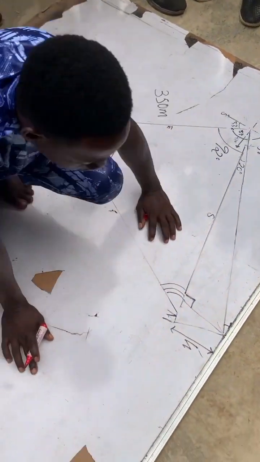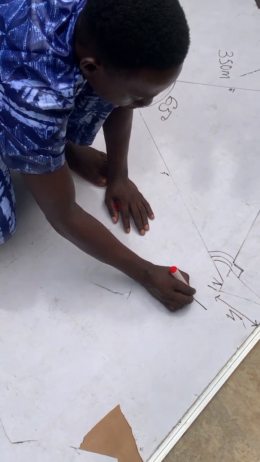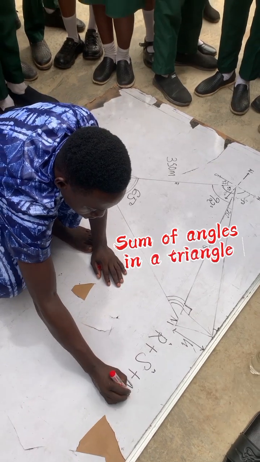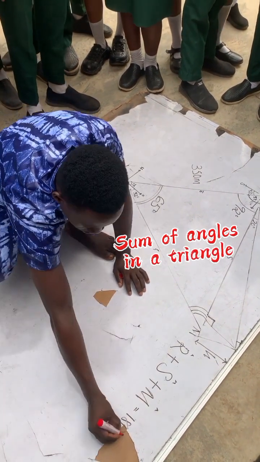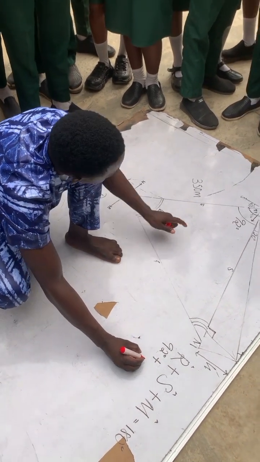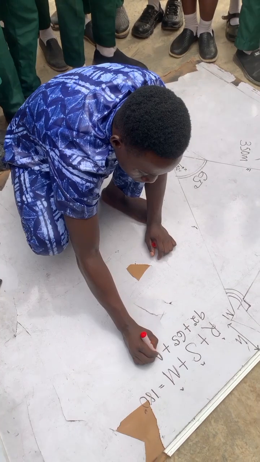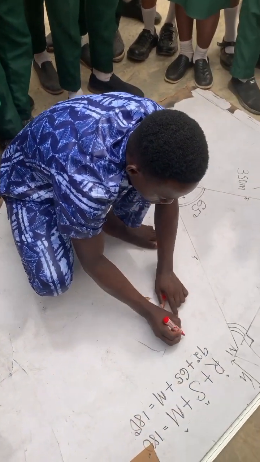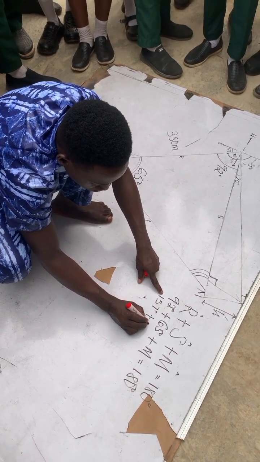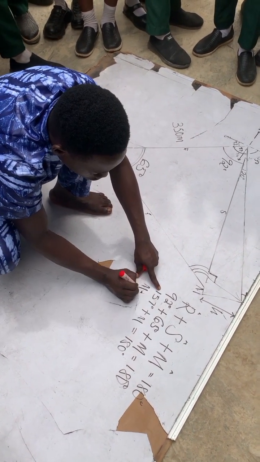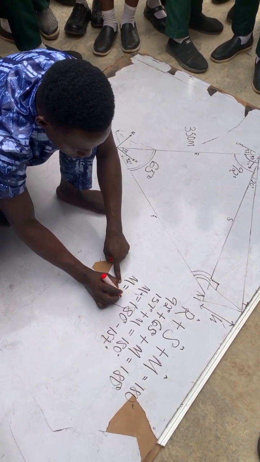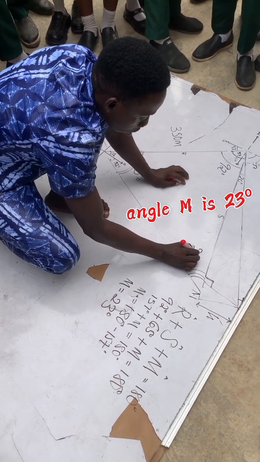Now using the sum of angles in a triangle, that means angle R plus angle X plus angle M must give us what? That's the sum of angles in a triangle. R is already 92. Plus X is 65. Plus M equals 180. Now 92 plus 65 is 157 degrees, plus M equals 180. So M equals 180 minus 157. So M is 23 degrees.